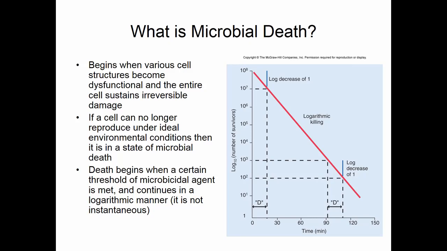It may die 10 minutes from now. It may die an hour from now. But if it cannot reproduce, and it's got all the nutrients, and it's got the right temperature, and it's got the right pH, if it can't reproduce under those correct circumstances, it's in a state of death. Okay? When you're adding a chemical, death starts when the threshold of that microbial agent is met, and then it continues in a logarithmic manner.